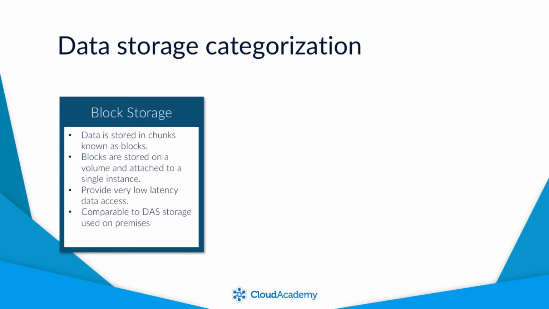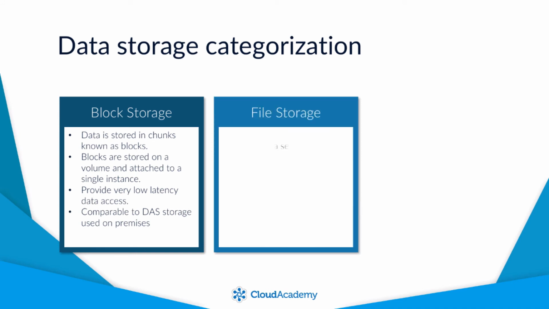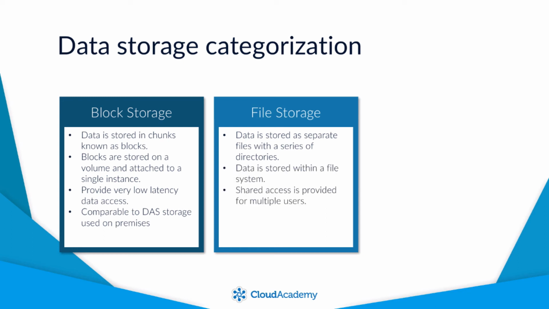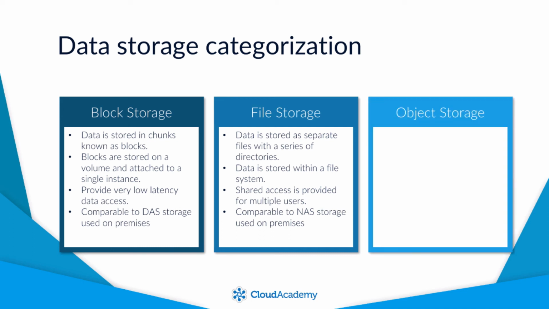File storage. Your data is stored as separate files within a series of directories, forming a data structure hierarchy. The data is then stored on top of a file system and provides shared access, allowing for multiple users to access the data. File storage in AWS can be associated to your network attached storage systems you may have in your own data center.